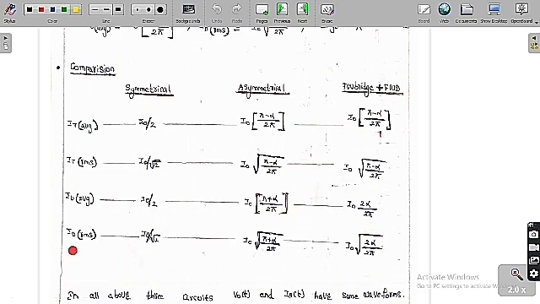Whereas the RMS value of the diode current is I naught by root 2 here, and it is I naught into the square root of (pi plus alpha) by 2 pi in the asymmetrical, and it is I naught into the square root of 2 alpha by 2 pi.